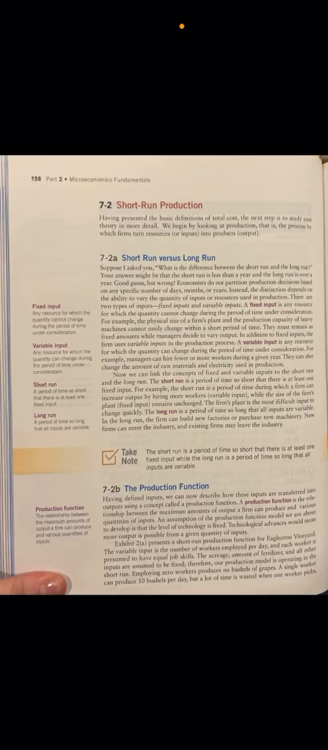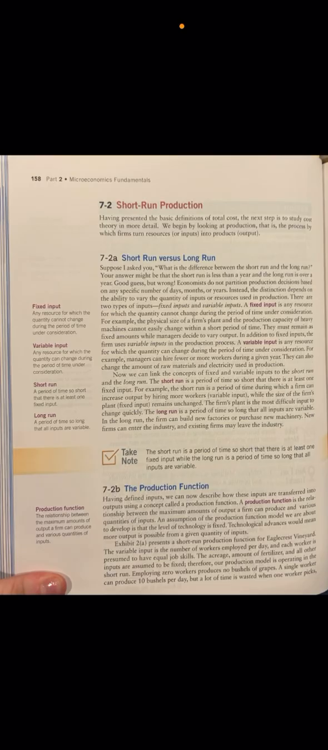7-2b. The production function. Having defined inputs, we can now describe how these inputs can be transformed into outputs using a concept called the production function. A production function is the relationship between the maximum amount of output a firm can produce and the variable quantities of input. An assumption of the production function model we are about to develop is that the level of technology is fixed. Technological advances would mean more output is possible from a given quantity of inputs.